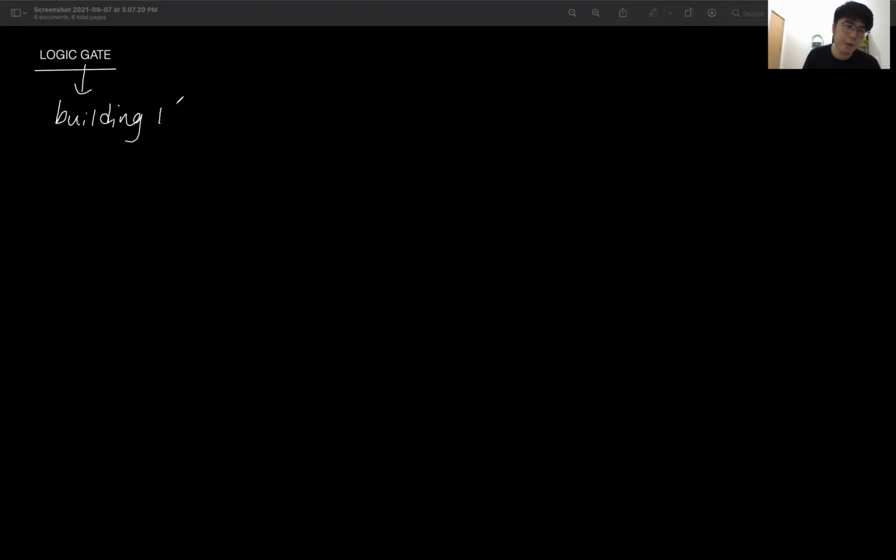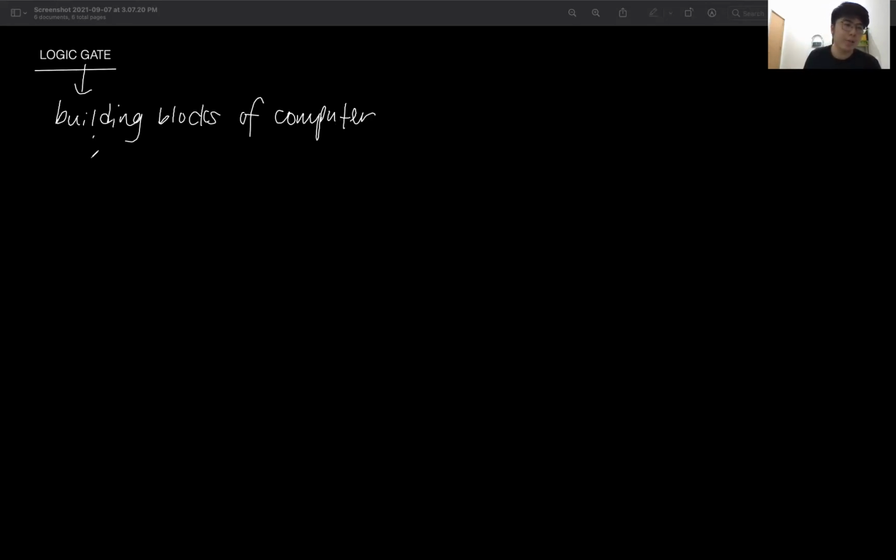So logic gate is the building blocks of a computer. Now, what is inside the logic gates? Let me write this down. It is the building blocks, the core structure of a computer. That is the brain of the computer. We call it logic gate.